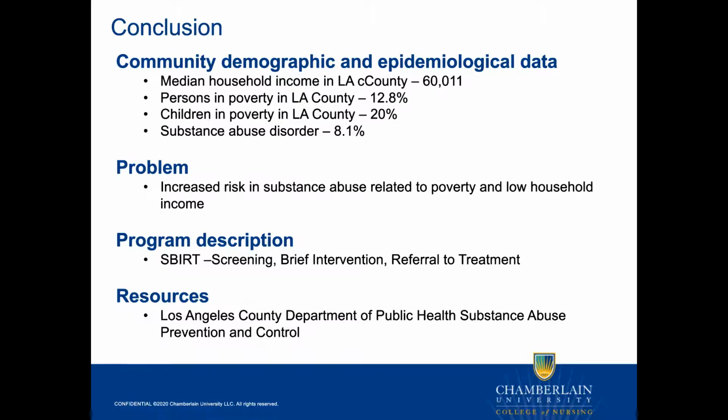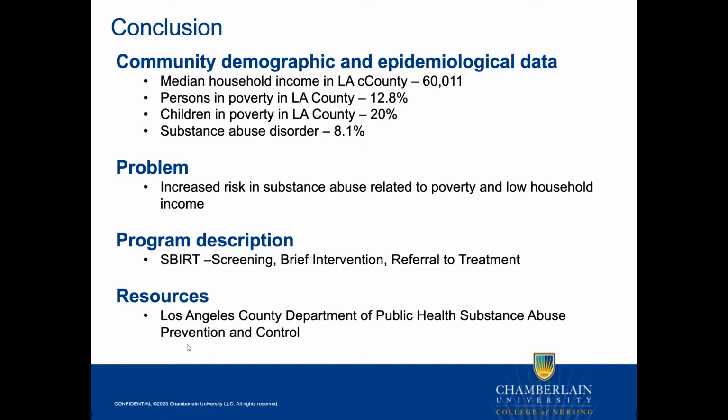The problem is the increased risk of substance abuse related to poverty and low household income. The program description is SBIRT, which is screening, brief intervention, and referral to treatment. And the resource is the Los Angeles County Department of Public Health, Substance Abuse Prevention and Control.